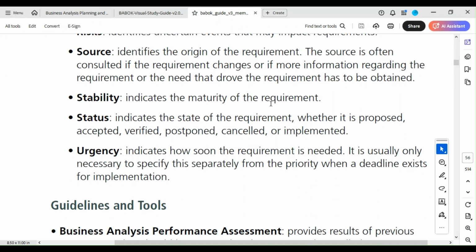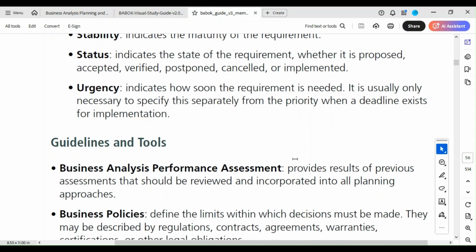Stability indicates the maturity of the requirement. Status indicates the state of the requirement, whether it is proposed, accepted, verified, postponed, cancelled, or implemented. Urgency. How urgent do you need this? Indicates how soon the requirement is needed. It is usually only necessary to specify this separately from the priority when a deadline exists for implementation. Maybe it's regulatory and it is urgent.